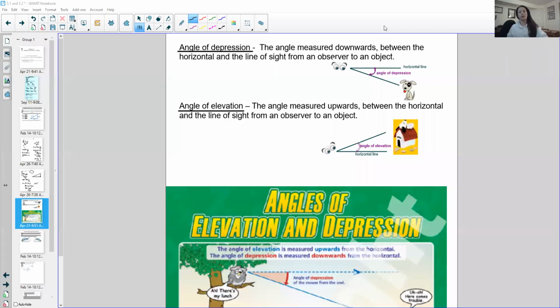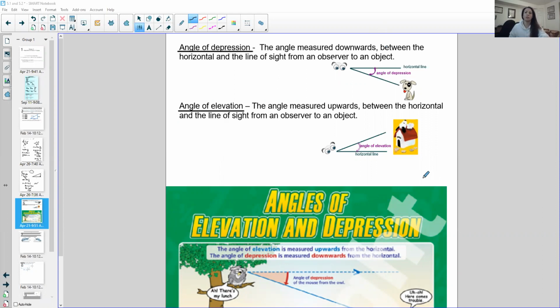Okay, guys, we're still working on 5.1 and 5.2. Let's look at some word problems here. They're kind of hit and miss. The best advice I can give you is when you're reading a word problem, if you don't understand what it's asking, draw yourself a picture and see if you can form some kind of triangle.